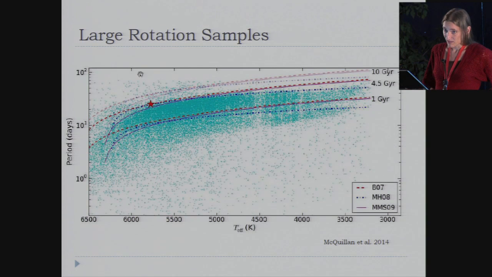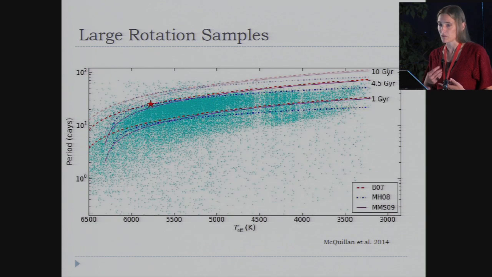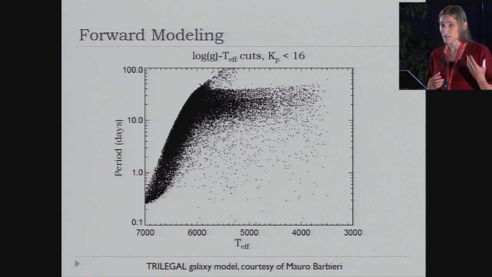So being theoretically inclined, my reaction to this particular data set was to say, well, let me see if I can reproduce this based on my models. So what I did is I took a galaxy model of the Kepler field, which gives me a distribution of masses, of ages, and metallicities. And then I have models that predict rotation period as a function of all of these things. And so I asked, what would I see if I just produced a magnitude-limited sample that had the same effective temperature cuts, log g cuts, and magnitude limit as this sample did? You get something that looks like this.